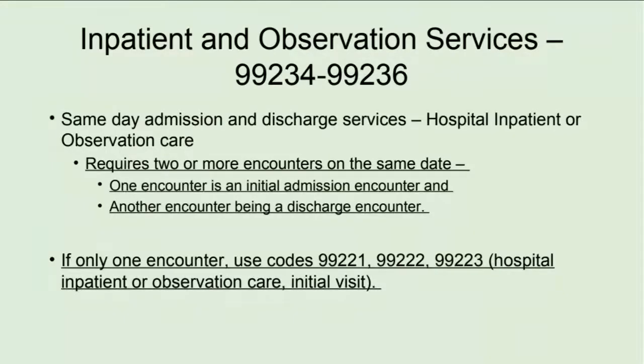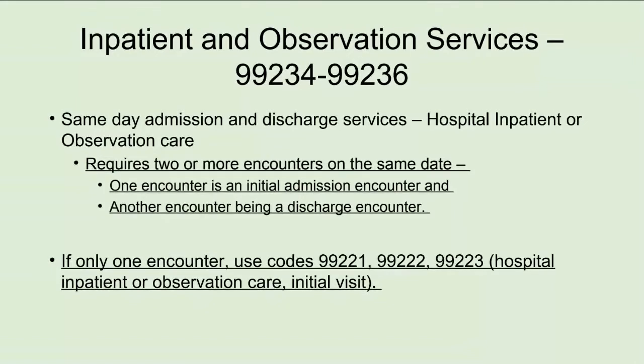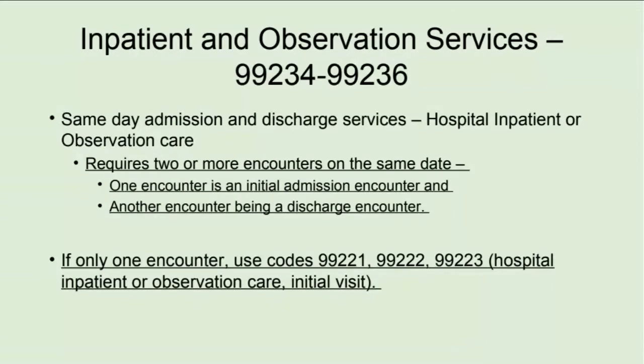So what it says is you need at least 2 encounters in order to use these codes. 1 encounter for the admission, another encounter for the discharge, both on the same date. If this isn't done, if a patient is seen for admission and then there's not a discharge encounter, use codes 99221, 99222, 99223, hospital inpatient or observation care initial visit. So you use only the initial visit code instead of the admit and discharge codes.